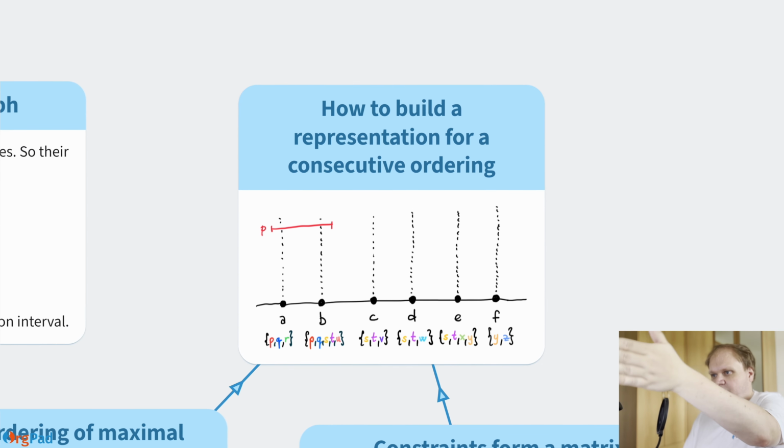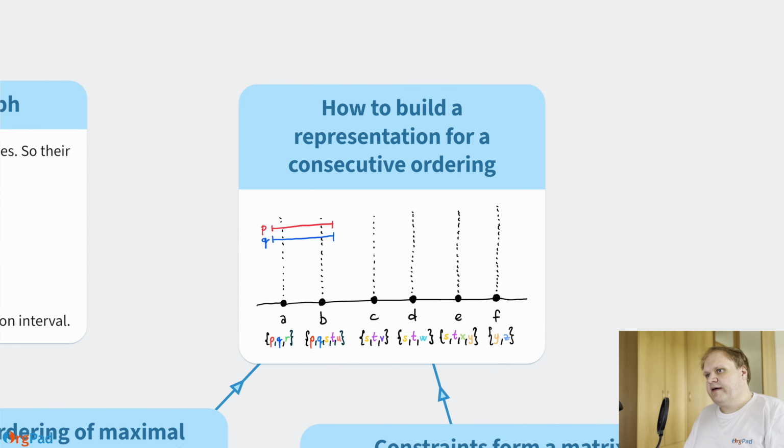So P is on top of these 2 cliques, Q similarly on top of A, then we have S on top of B, C, D, and E, T similarly, and then U, V, W, X, Y, and Z, like this. And this gives a valid interval representation.